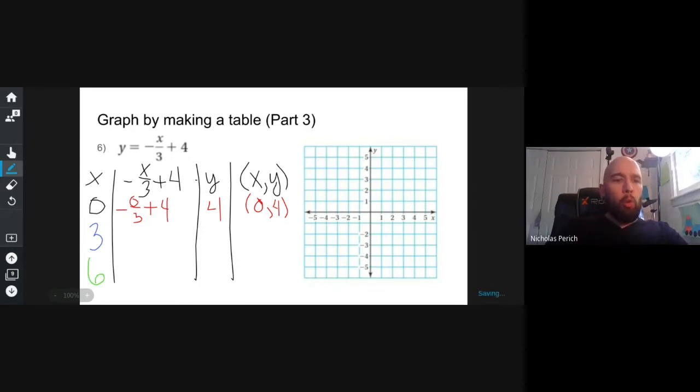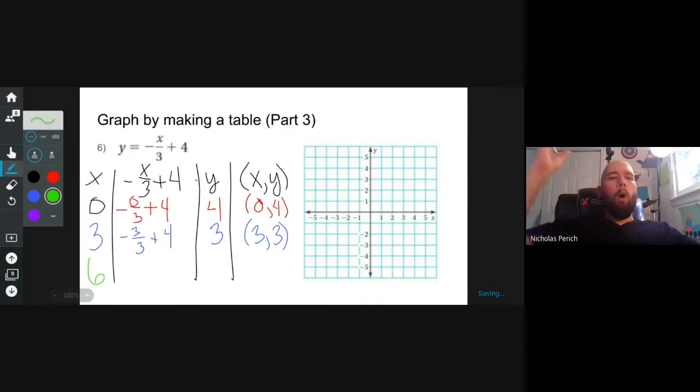Why 3 and 6? Because I know that I can do negative 3 divided by 3 and it'll be just fine, and I could do negative 6 divided by 3 and it would also be just fine. Negative 3 divided by 3 would be negative 1. Negative 1 plus 4 is 3. And that gives me the point 3, 3.